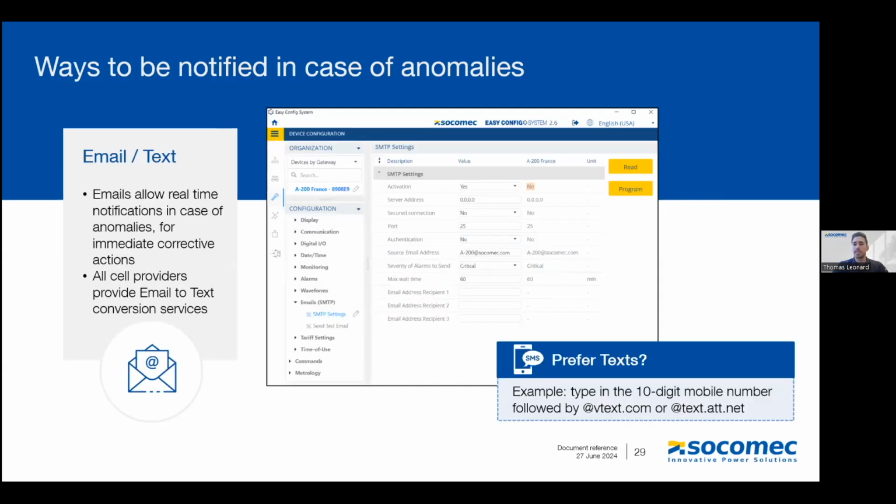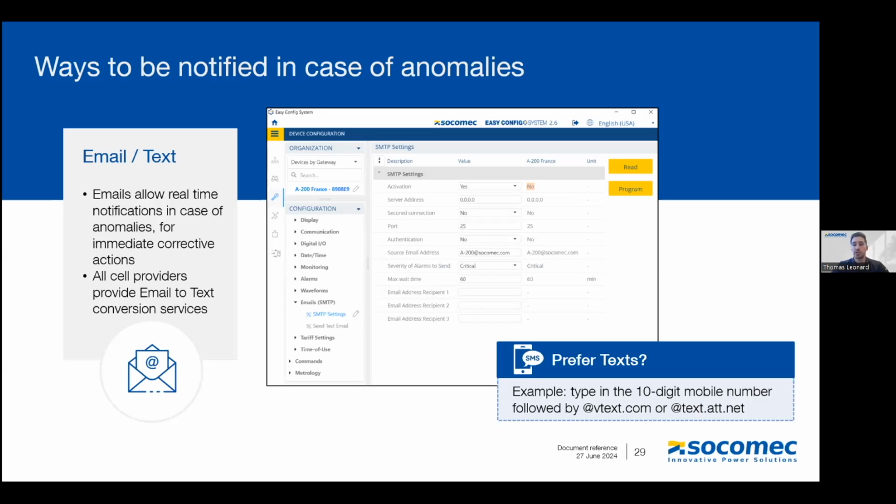Then emails and texts. Those are notifications that you're getting on your phone. We do have the email functionality that the A200 can do. You can set up an SMTP server, and you will receive an email describing the type of alarm, the type of event, and a little bit more details. So you're notified in real time, so that way you can take corrective actions.